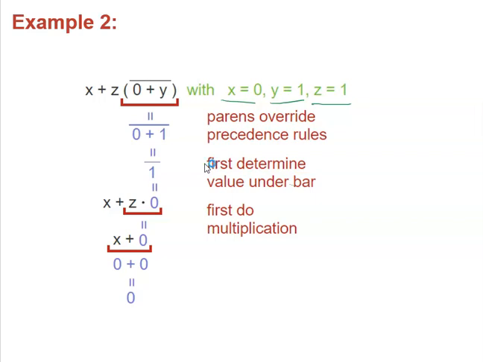So 0 plus y is 1, right? So first you have to figure this one out. So 0 plus 1 is 1, and 1 bar is 0. So you get a 0, so this part in the parentheses gives you a 0. And then you evaluate z. So z is 1, 1 multiplied by 0 is 0, and then x is 0. So this whole expression gives you a 0.